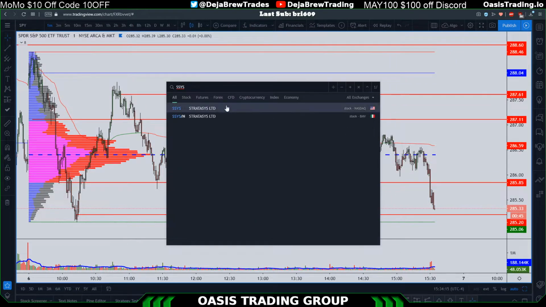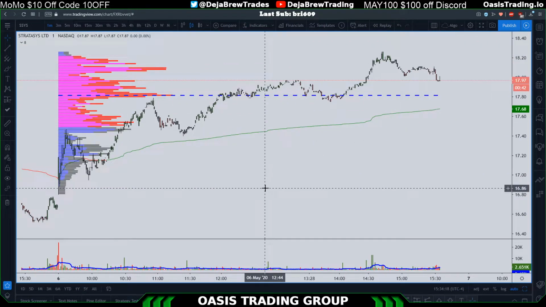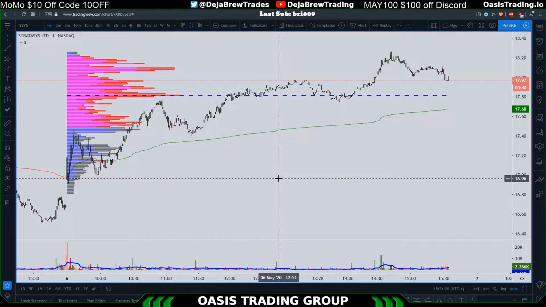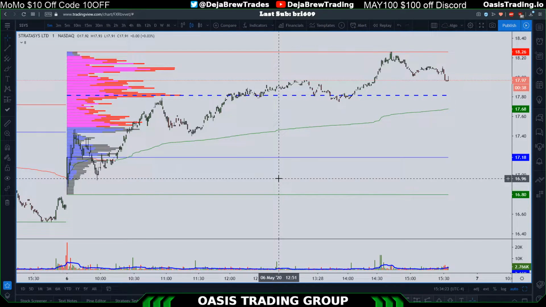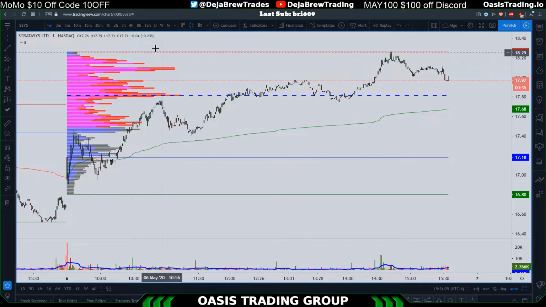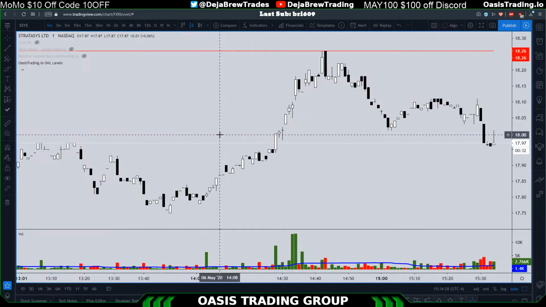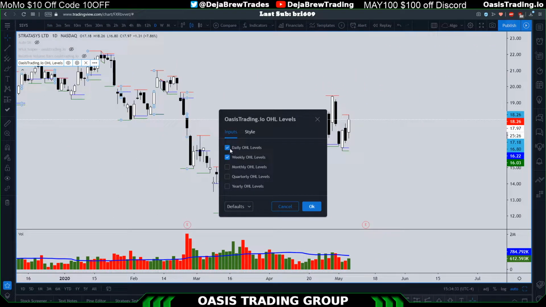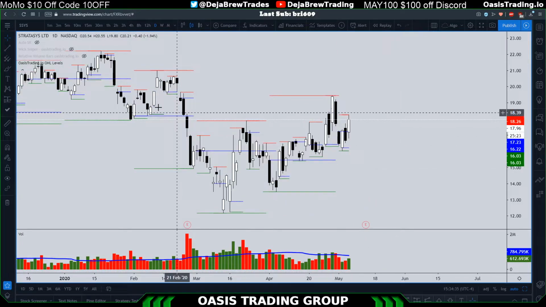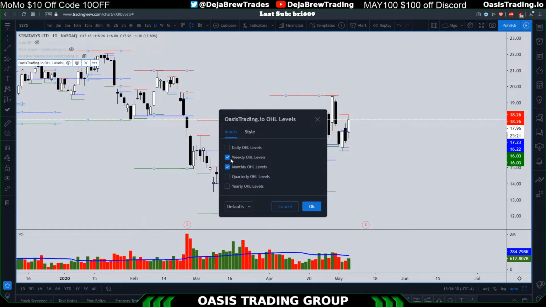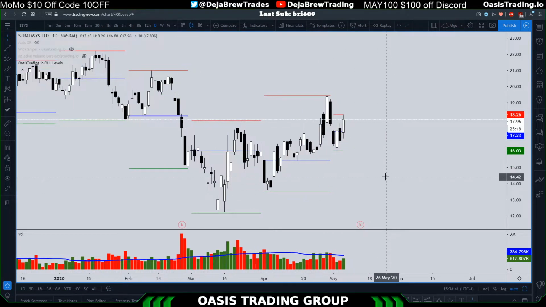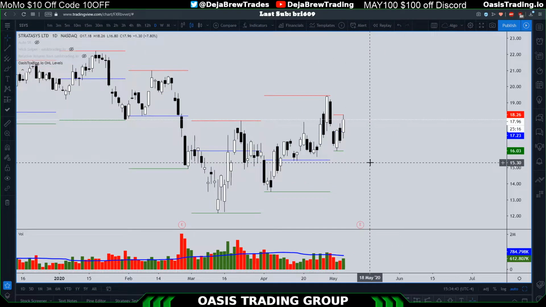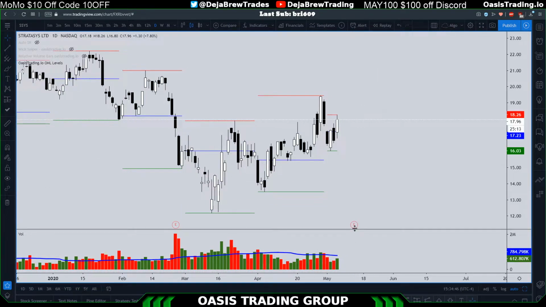Let's take a look at SSYS real fast. Yeah, doing very well today, climbing with VWAP. You're still above the weekly open of last week. You're looking really good. You got earnings coming up, though. Be careful here.